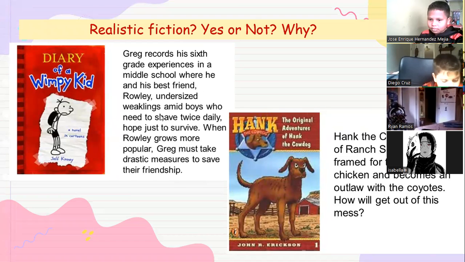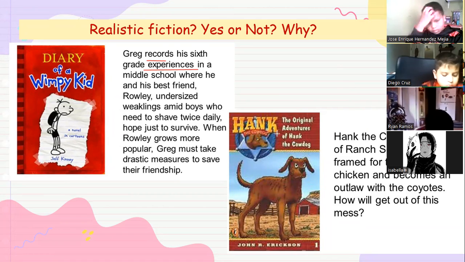Okay, this one, do you think it is realistic fiction? This book, Diary of a Wimpy Kid? Yeah, because it says that he records the experiences of his sixth grade in a middle school.